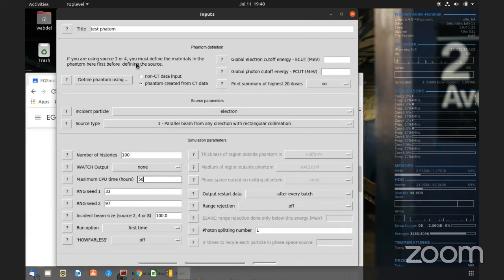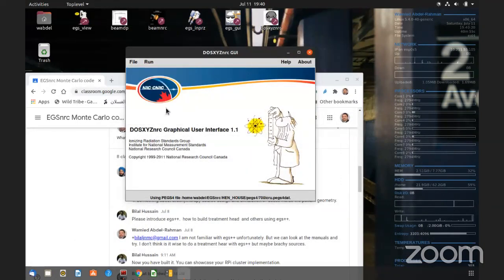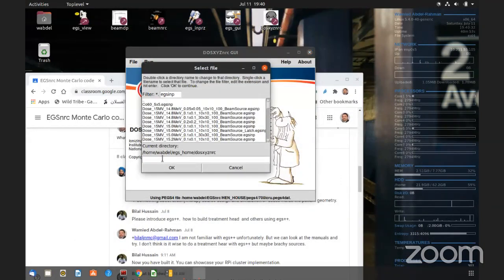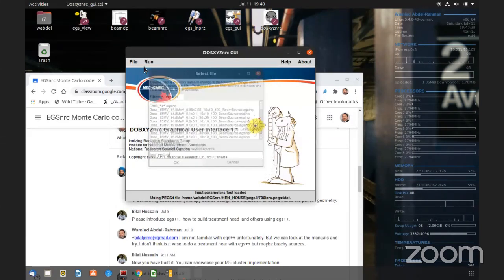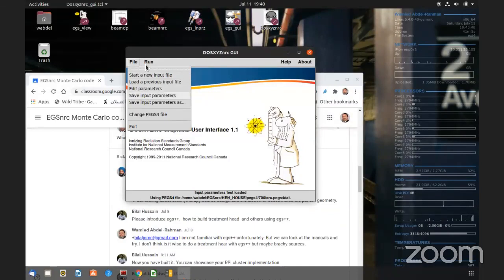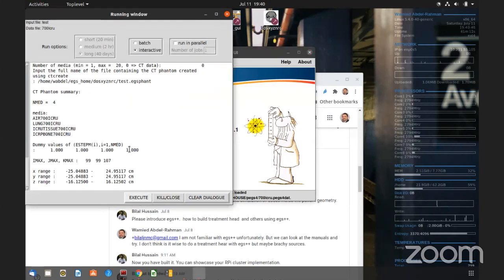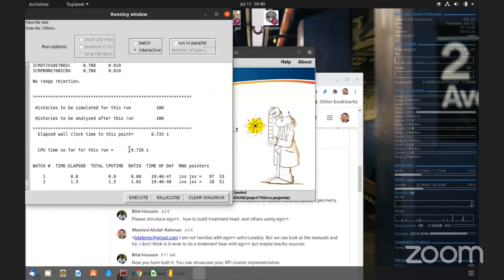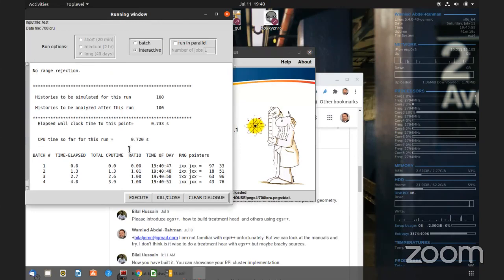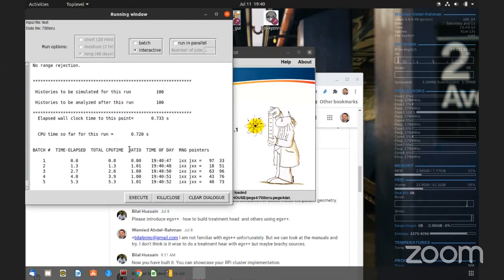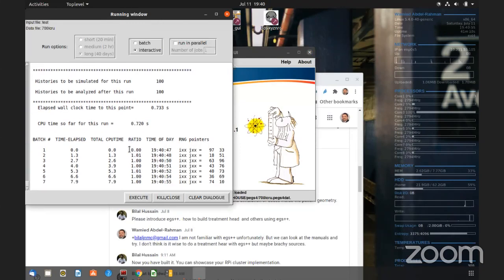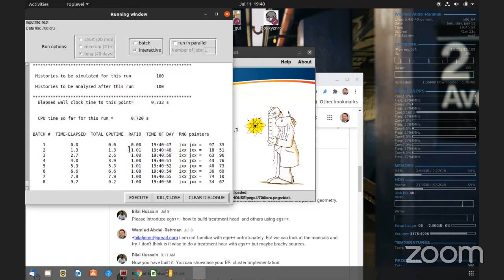So there we can save the input file as test. So let's run it to see if everything is okay. So it ran. These are 100 particles, not a lot.